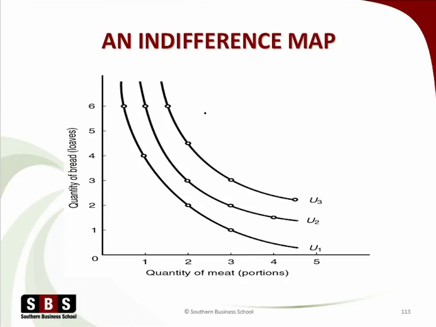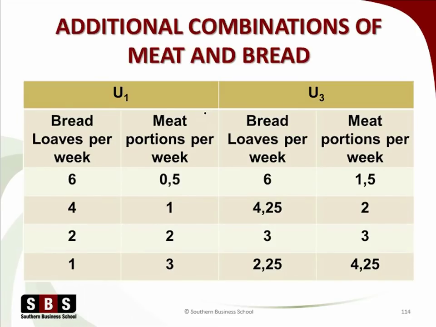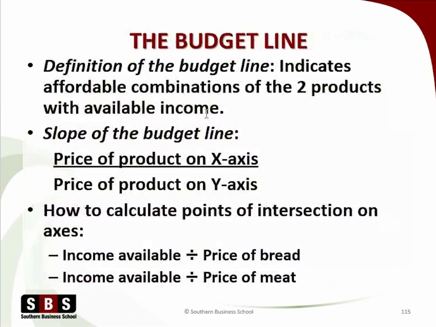There's the indifference curve map. That's basically just a table again, drawing up various combinations. But with indifference curves, it's always important to look at the budget line and what it means and how it is reflected on a graph.